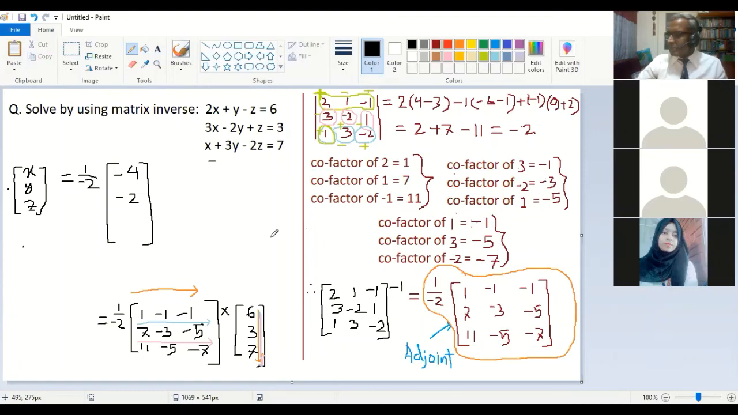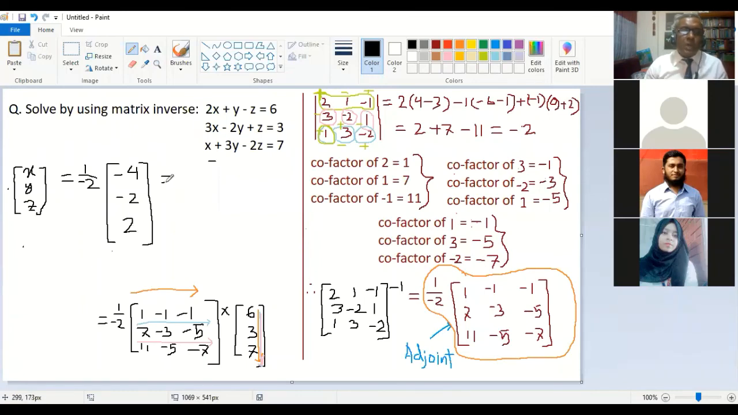So what is happening here? 66 minus 15 minus 49 gives 2. Is it right, sir? Yes, correct. And the last number is also 2. Correct. So this is also correct.